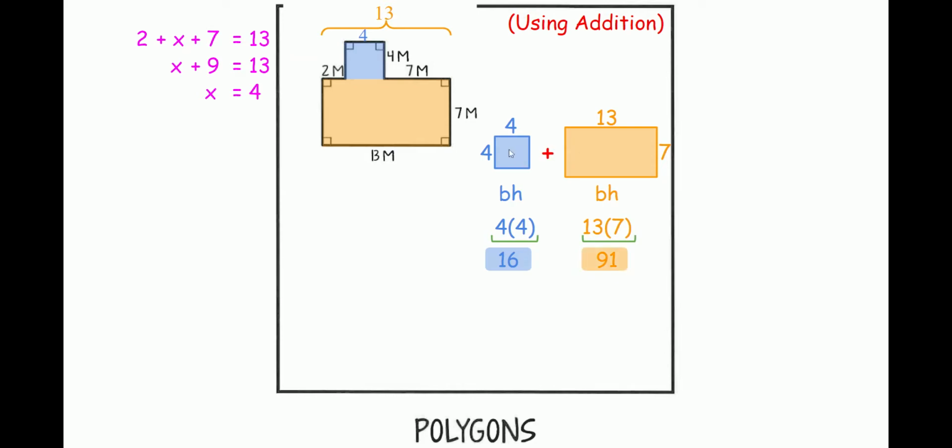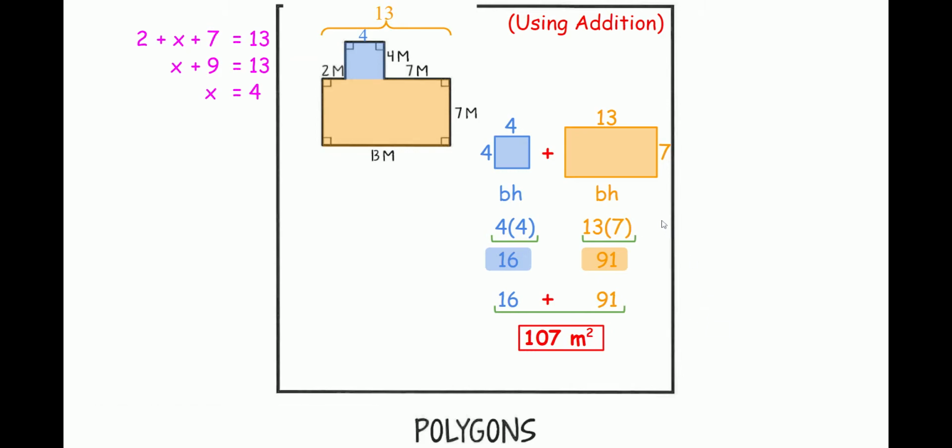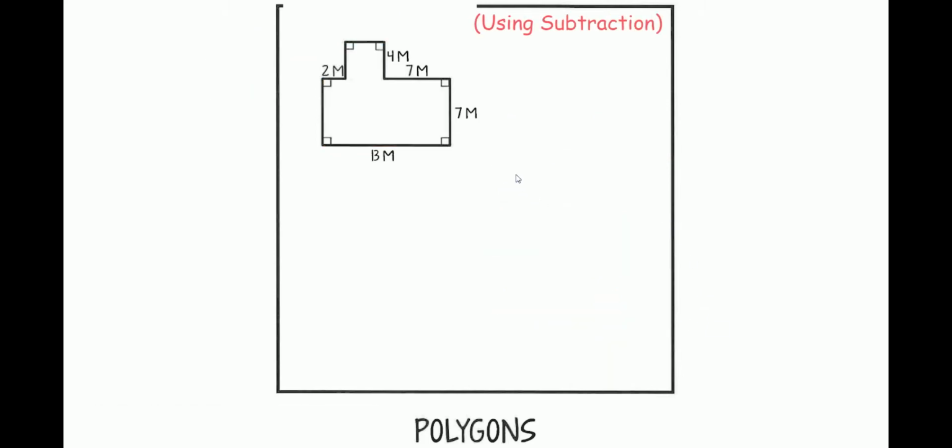Now our strategy says we're going to add those two up. So 16 plus 91 equals 107 meters squared. So that's our final answer. Again, if you wanted to, you could have used subtraction and found the area of this whole thing first and subtracted this area and that area. And you did have enough information to do that.